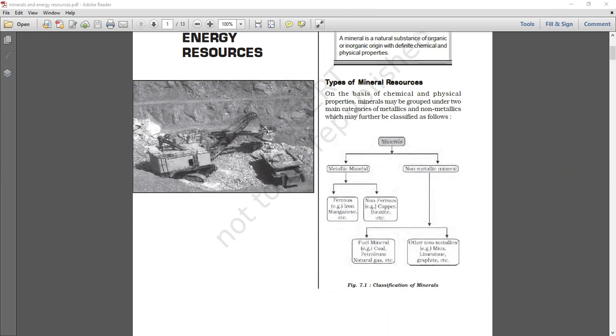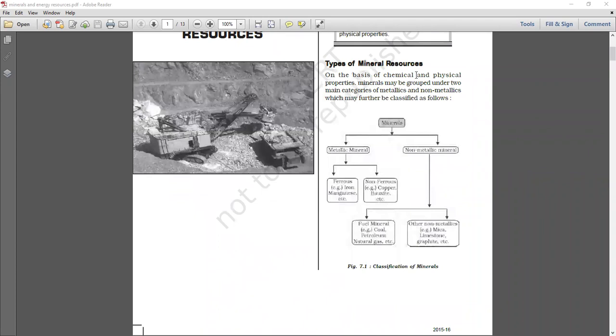तो next let's talk about the types of mineral. Basically the minerals are of two types, metallic and non-metallic. Metallic minerals are those which are rich in metals. The examples are iron ore, copper, bauxite, gold. ये सारे metallic minerals हैं. अब metallic minerals are also further classified into ferrous and non-ferrous. Ferrous minerals are those which contain iron, and non-ferrous are those which do not contain iron.